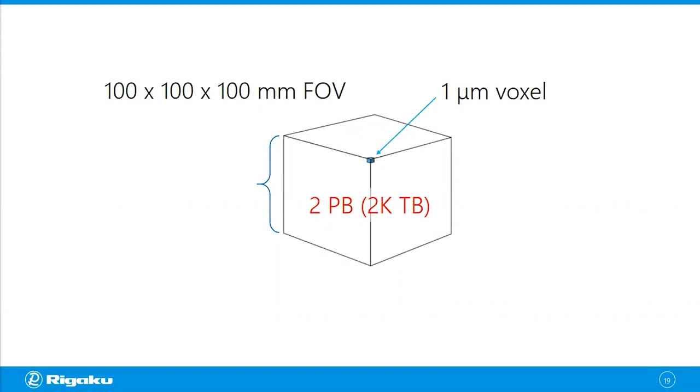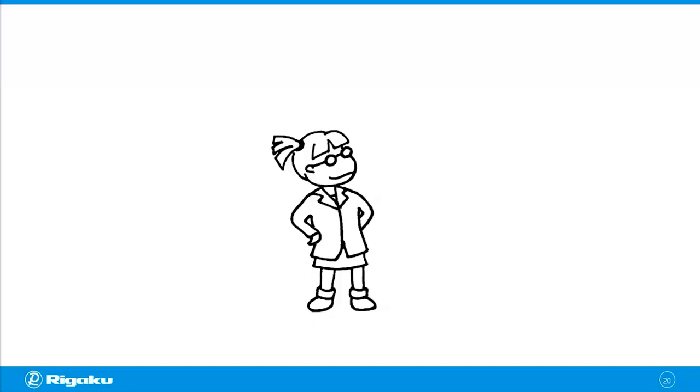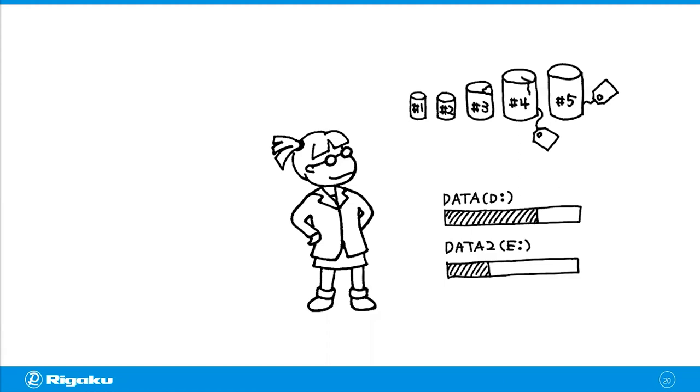You don't have enough space to save the scan, let alone analyze it. So to keep the file size under control, you always have to balance the field of view and the voxel size. Now, a good balance can depend on multiple factors. For example, you have to think about how many samples you have to scan for a certain project and how big those samples are. You might have to pay attention to how much disk space you have left. And always, you have to think about how much time you have.